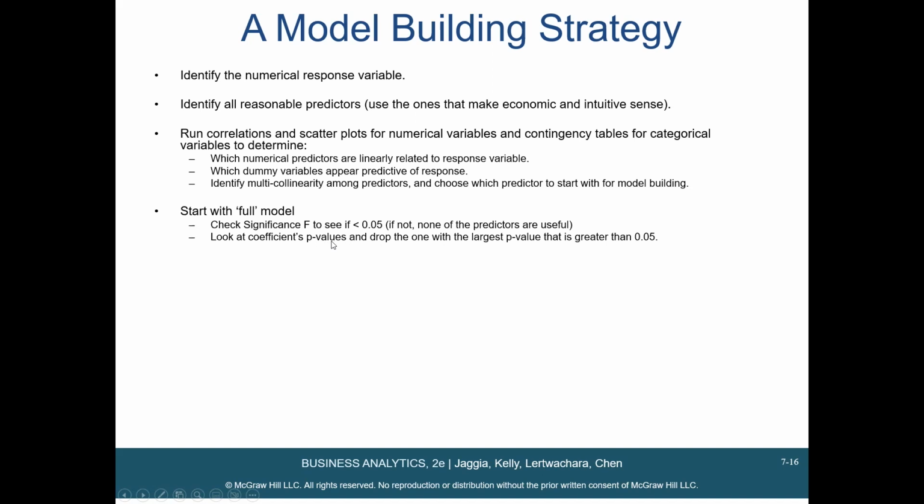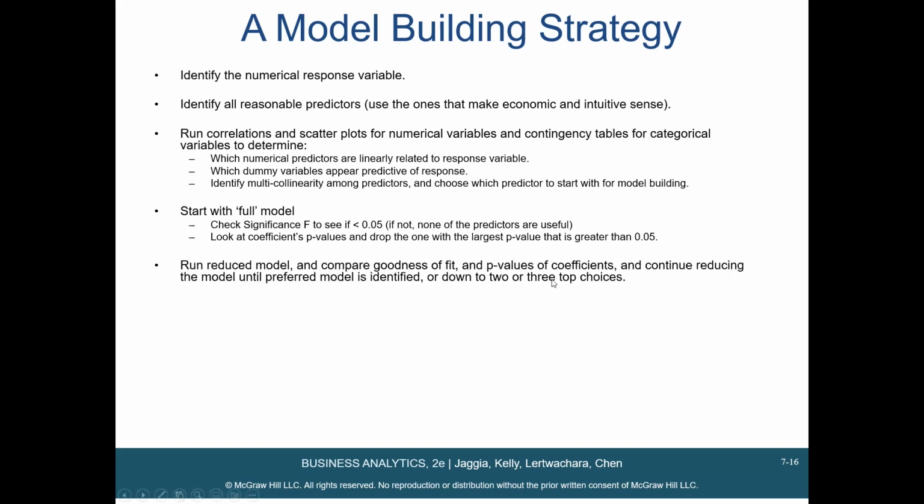And then we're going to look at the coefficients' p-values, and we're going to drop the one with the largest p-value. Even if you have more than one, just drop one at a time, because all the new models will have different p-values. So just drop one at a time, and you run the reduced model and compare the goodness of fit and the p-values of the coefficients. And you continue reducing the model until the preferred model is identified.